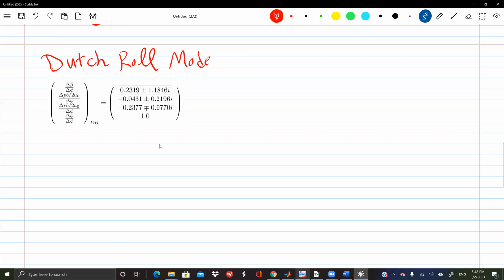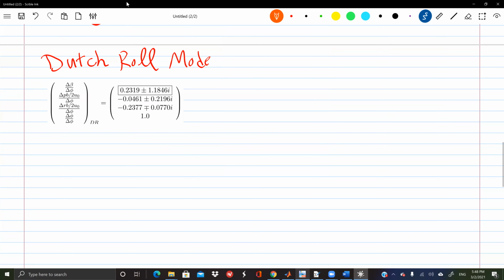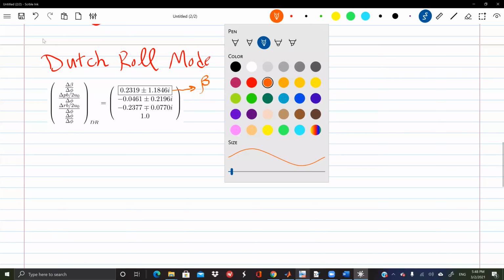The top one, delta beta. If you look here, this is larger than 1, right? So it's indeed beta, the side slip. So this mode is mostly associated with oscillations in the side slip. The airplane side slips to the right, then side slips to the left. That's interesting. What else?